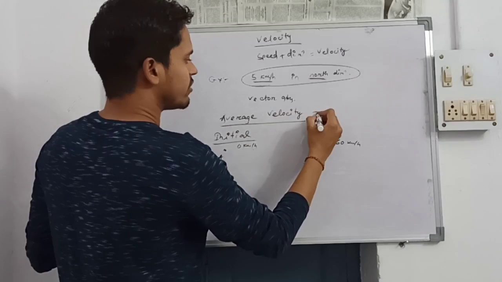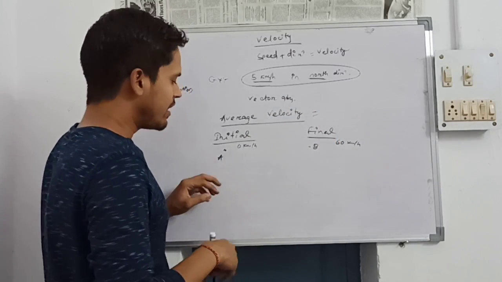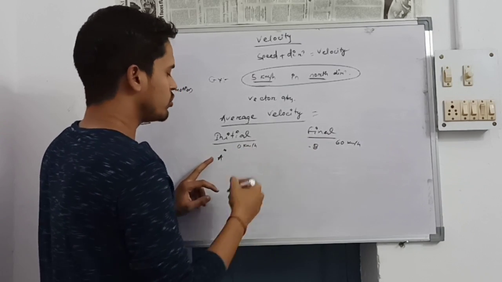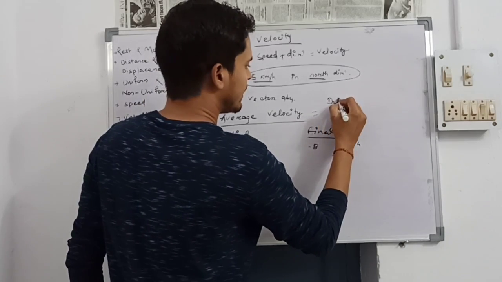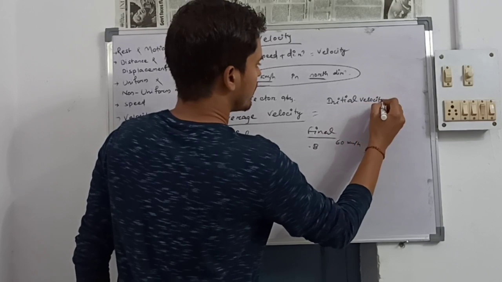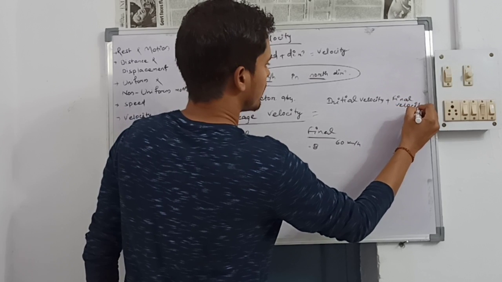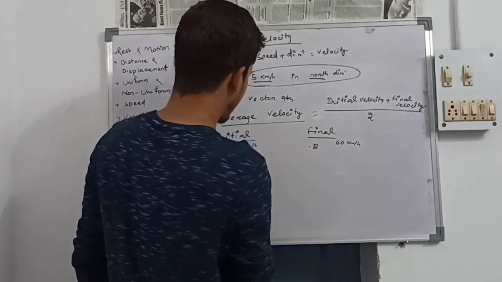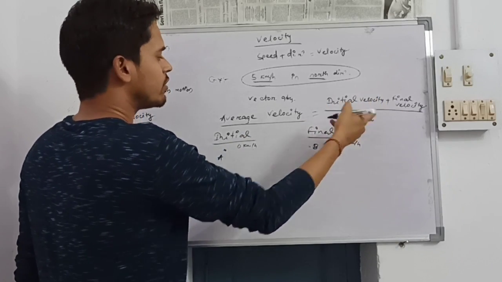So average velocity equals the sum of all the velocities by the number of observations. But here we can write directly according to your book or NCERT, a very simple concept. Initial velocity plus final velocity, divided by 2. How many times? 2 times you are considering, that's right, 2. Initial velocity plus final velocity by 2.